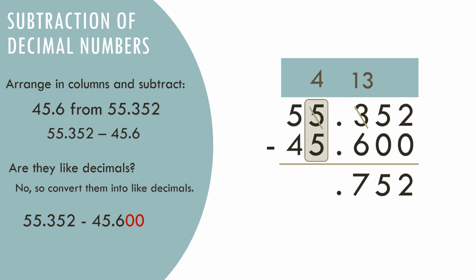Then subtract 4 minus 5, but it is not possible, so take 1 from 5, so cut 5 and write 4, and subtract 14 minus 5 is equal to 9, so write 9 below the line. Then subtract 4 minus 4 is equal to 0, so write 0 below the line. So our answer is 9.752.